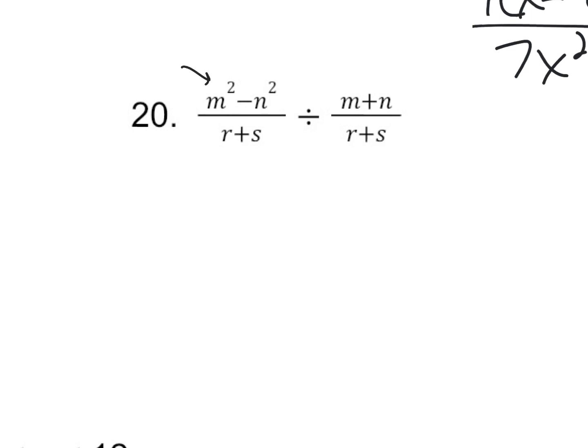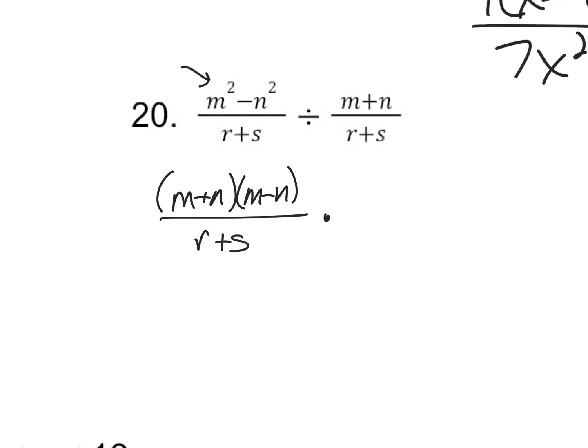But here again, that's another difference of squares. So doing conjugates, m plus n, m minus n. My denominator, r plus s, times. Now, here we go. Keep, change, flip. There's nothing to factor, so I'm just going to flip this one.